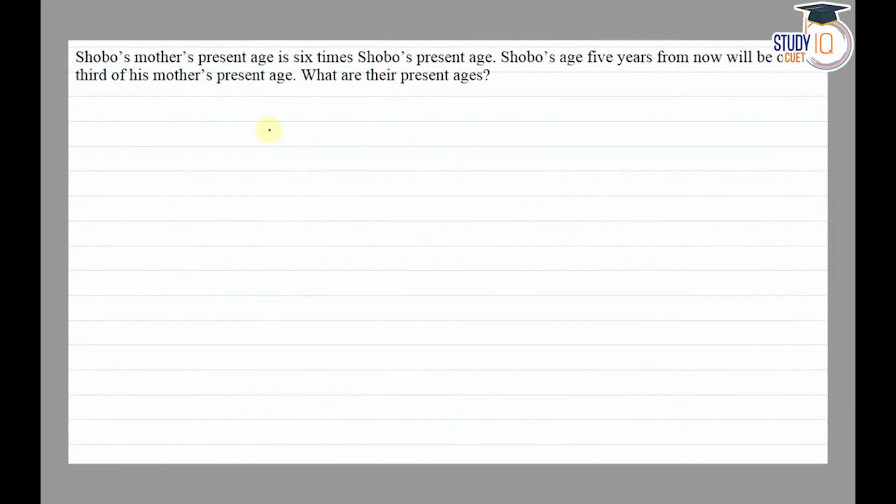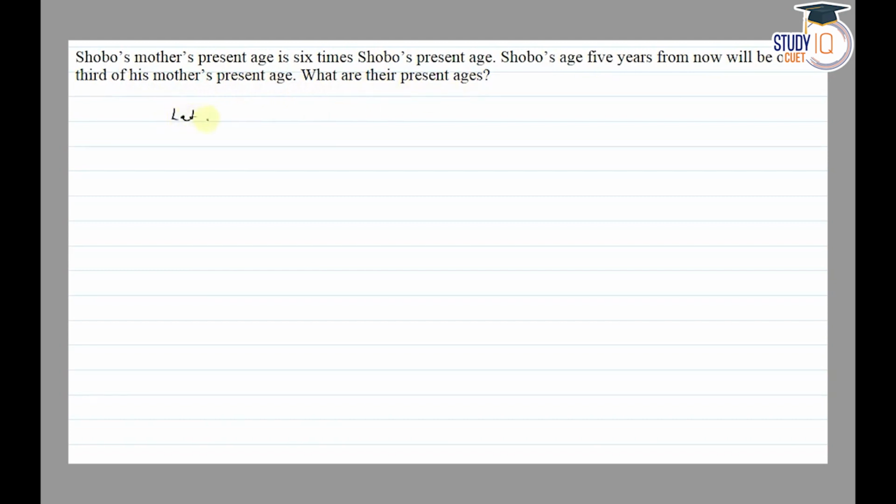Hello everyone, this question appears in the Class 8th NCERT chapter of linear equations in one variable. This is the fifth question of Exercise 2.4. The question says that Shobo's mother's present age is 6 times Shobo's present age. Shobo's age 5 years from now will be 1/3 of his mother's present age. What are their present ages?